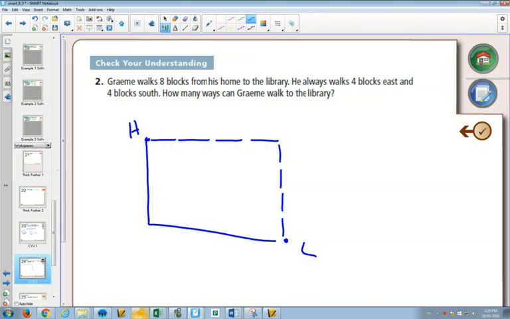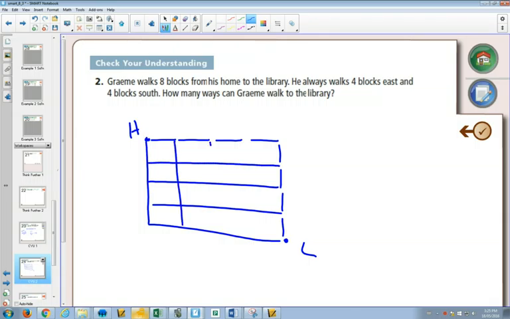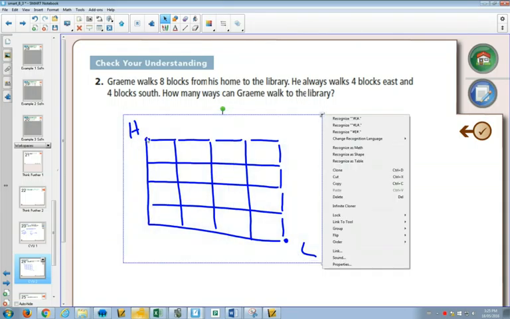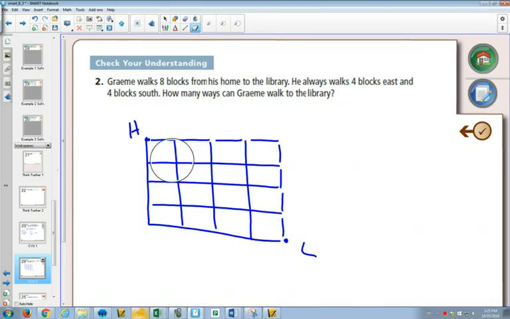But if we set this up, that is not the only way he could go. There we go. Now can I erase it? Perfect.